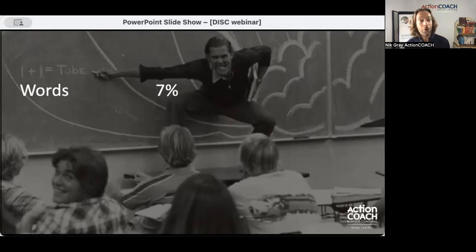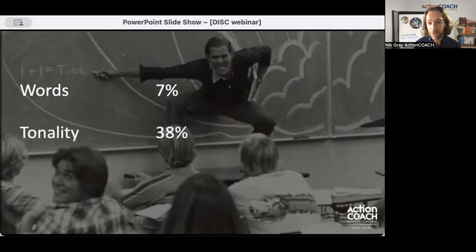We need also tonality and body language. You see me being animated, my tonality is going up and down, the speed of my voice could slow and then speed up. So how much do you think is tonality? Tonality is 38% of how we communicate, leaving body language as being 55%. So think about that and how you communicate with your team.